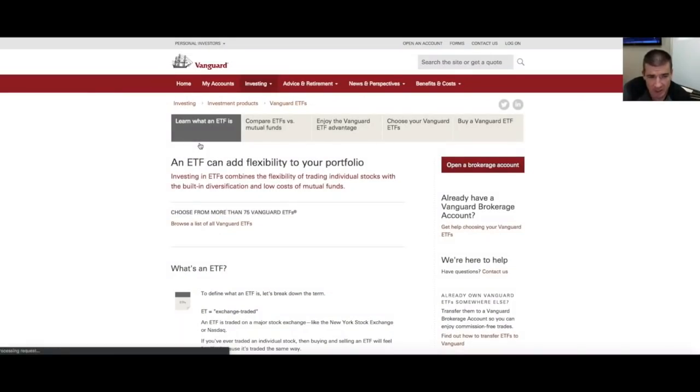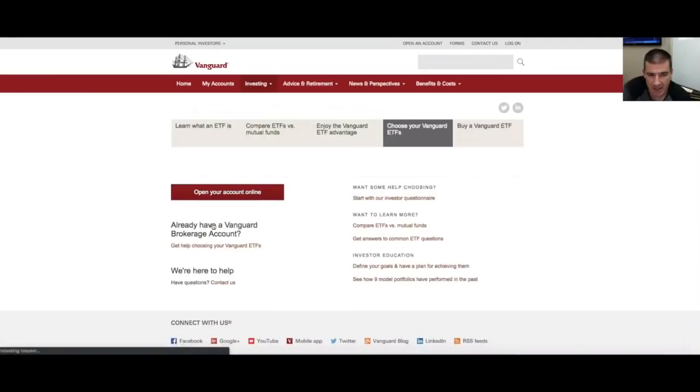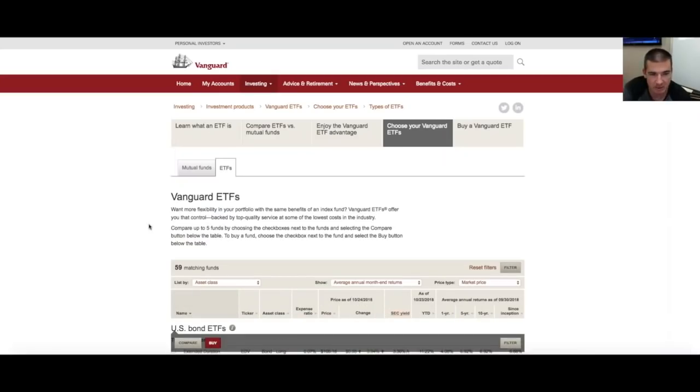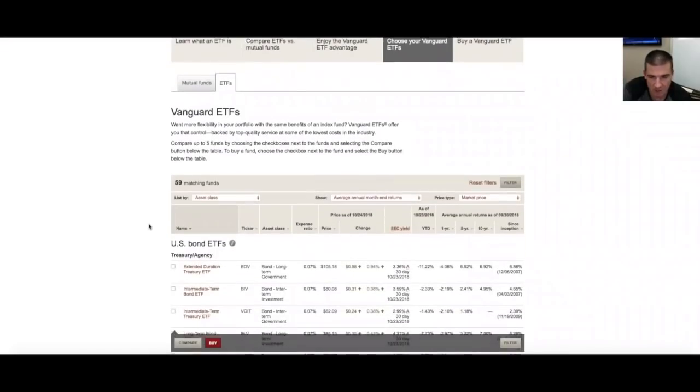You can do this for any other funds, and about halfway down the page you're going to see browse a list of all Vanguard ETFs. You guys can see I'm hovering over here. Click on that, and that's where you get into what I consider the investment shopping mall, basically, for passive investors. Any one of these funds, I really like them.